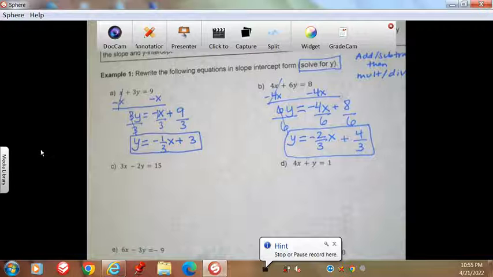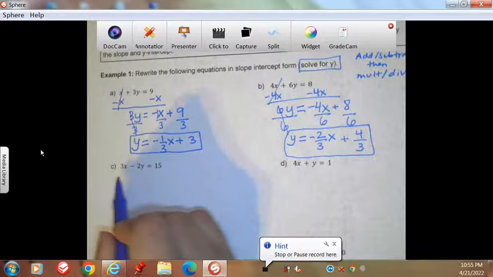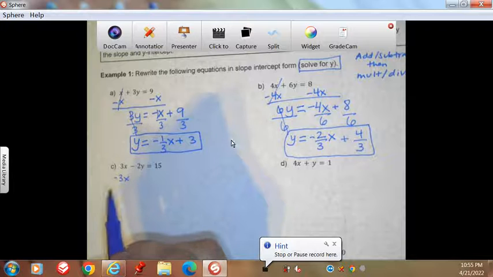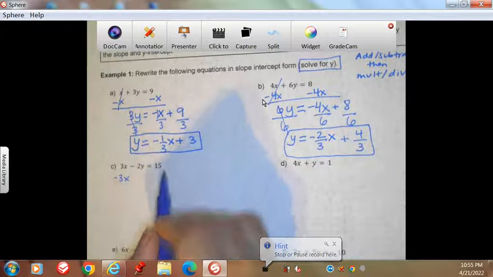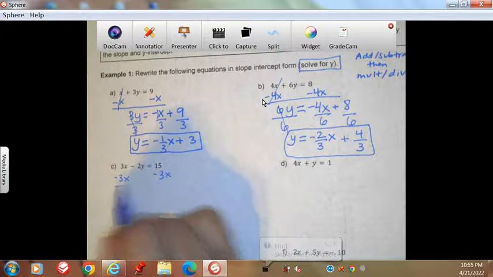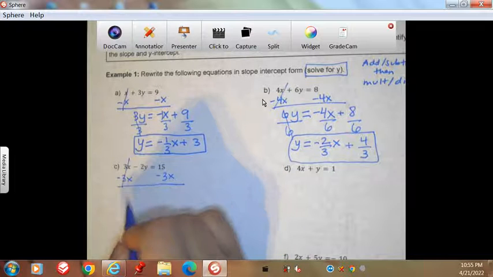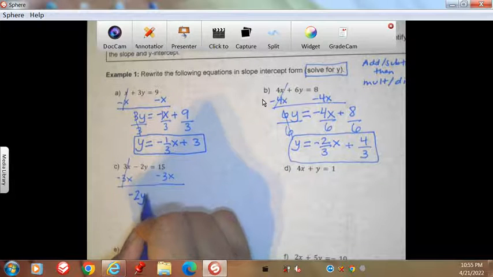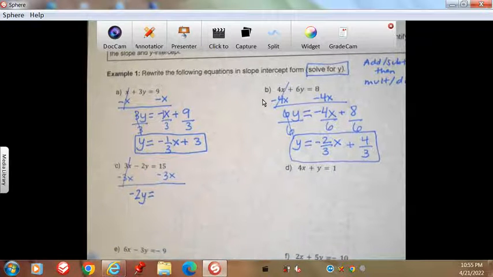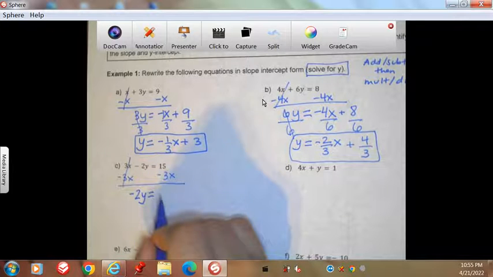Okay, and then here are a few more. Start by subtracting 3x from both sides again. And we have the 3x's are gone. We bring down this time a negative 2y because there's a negative attached to that 2. And then again write the negative 3x part first, then the plus 15.